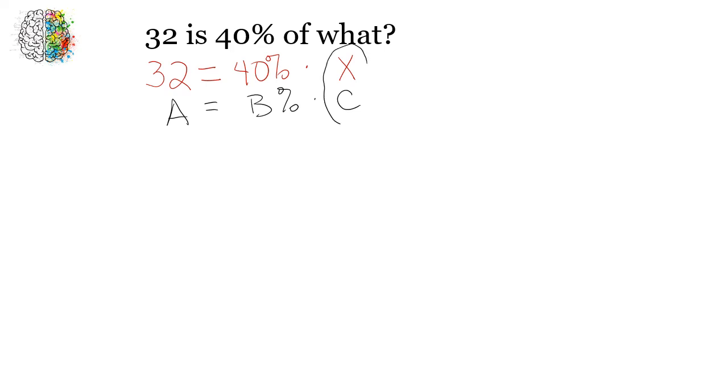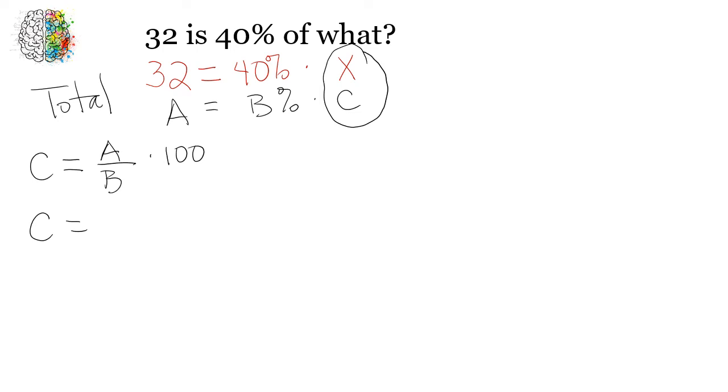So this time my unknown is C, so I'm solving for the total amount. And we know that our equation is C equals the portion divided by the percent multiplied by 100. So now let's fill in the blanks. So we're solving for C. Our portion A is going to be 32. Our percent B is going to be 40, and we're going to multiply that by 100.